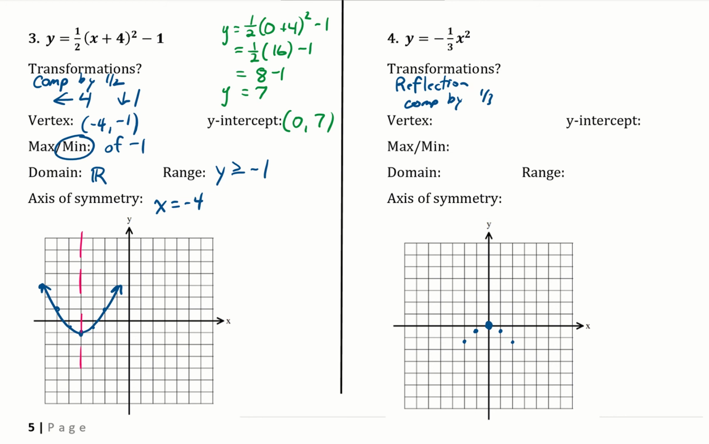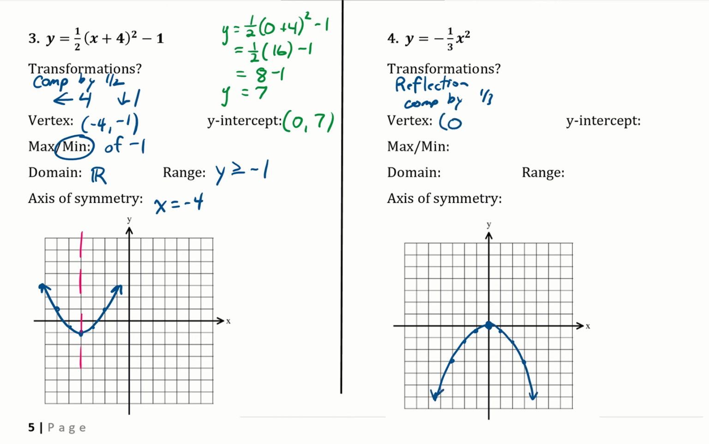All right. The point that actually you can plot easy when it's a compression by 1/3 is over 3. Because normally over 3 is up 9. 1/3 of 9 is 3. So in this case, because of the reflection, we're going to go right 3, down 3. Left 3, down 3. And this is the general shape that that graph is going to have.